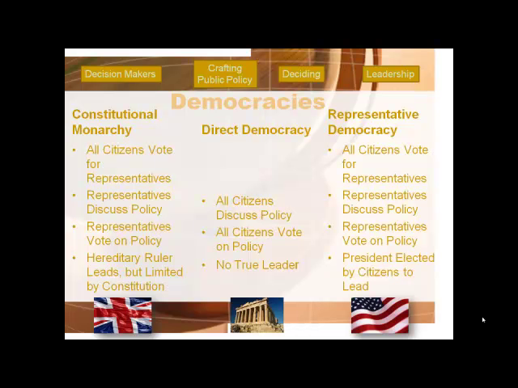And the last one, leadership. In the representative democracy, we vote for a president as citizens. And we'll talk about how we actually don't directly vote for them. We still have representatives voting for the president.